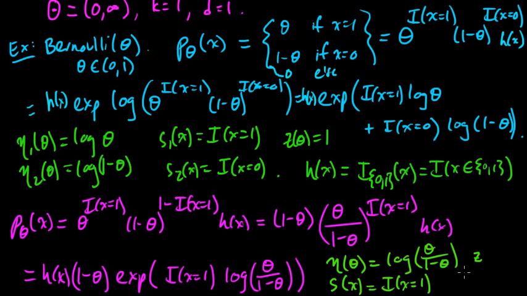Z of theta is 1 minus theta. Let me make more space for that. Z of theta is 1 minus theta, and h of x is just the same, just this indicator. Oh, well, actually I should say 1 over 1 minus theta, because z is in the denominator.